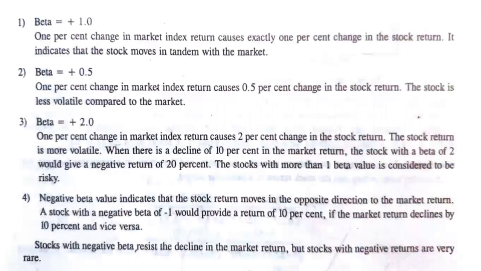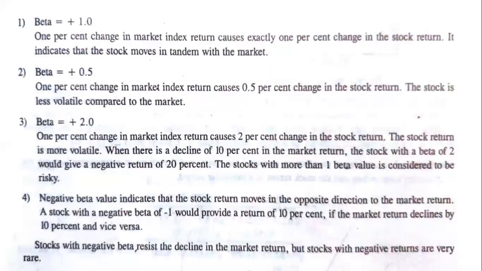Moving further, there are some things we need to know. If beta is plus 1, a 1% change in the market index return causes exactly 1% change in the stock return. It indicates that the stock moves in tandem with the market. If beta is plus 0.5, the stock is less volatile compared to the market, and a 1% change in the market will lead to 0.5% change in the stock which you are holding.